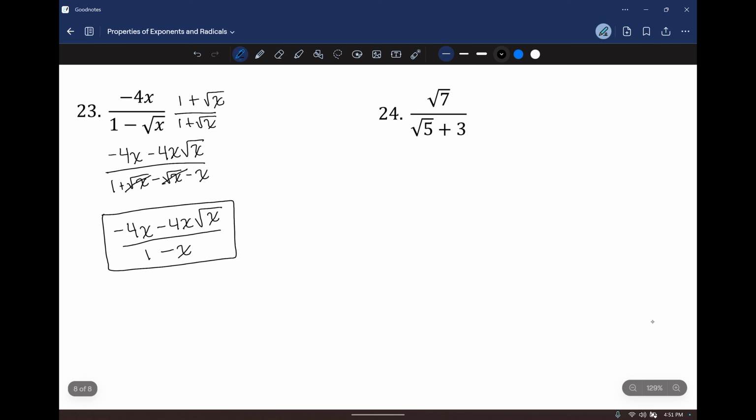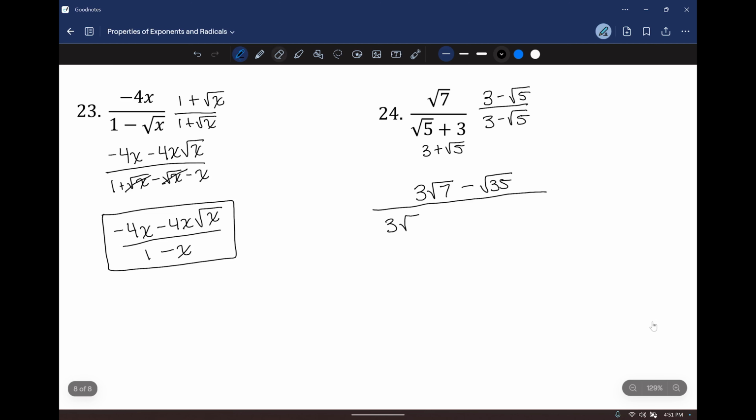All right, 24, it's better if you write this with the root at the back. That way you don't think about changing the sign in the middle. You always change the sign in front of the root. So we have a 3 plus the square root of 5. So our conjugate would be 3 minus the square root of 5. So square root of 7 times 3 is 3 square roots of 7. Square root of 7 times a negative square root of 5 is negative square root of 35. On the bottom, we have square root of 5 times 3 is 3 square roots of 5.